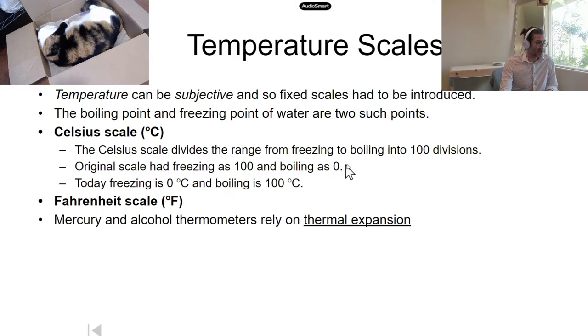The Celsius scale divides the range from freezing to boiling into 100 divisions. Originally, and this is interesting, freezing was at 100 and boiling was 0. This is kind of new to me. I read that and I can't understand why they would do it that way. It might have something to do with heat transfer, but it doesn't just naturally jump out to me. It made no sense to me. But today, freezing is at 0°C and boiling is at 100°C. So if somebody can explain why freezing would be at 100 and boiling would be at 0, if you can explain what they were thinking, let me know.